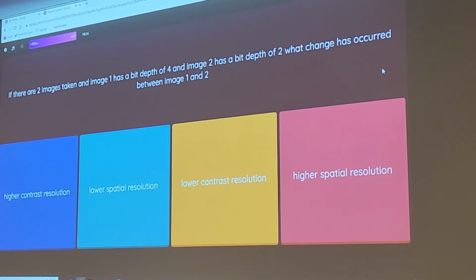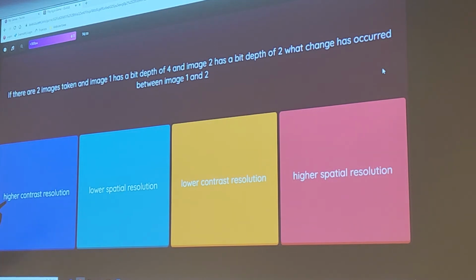Is it lower spatial resolution? Spatial. Yes, because you have less bit? Yes, so no, wait, hold on. Contrast? Yeah, it does look like it. Wait, did you say spatial? Yeah. Oh, no. So contrast. Yes.